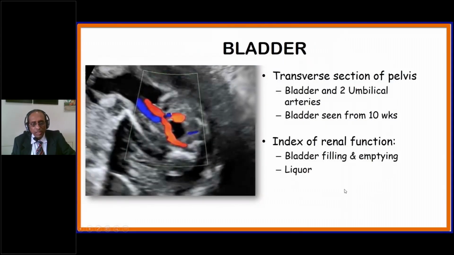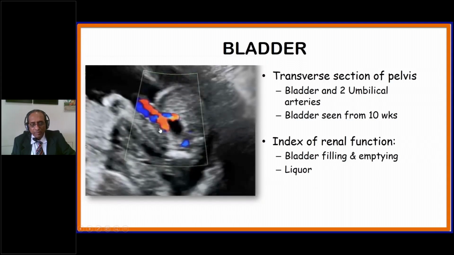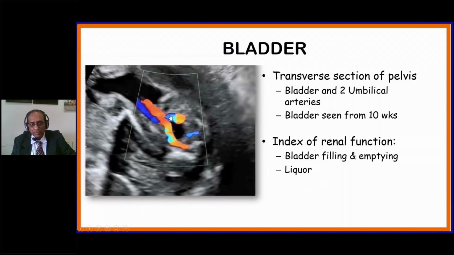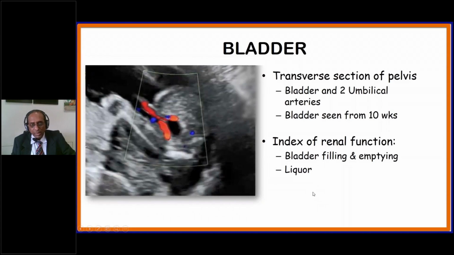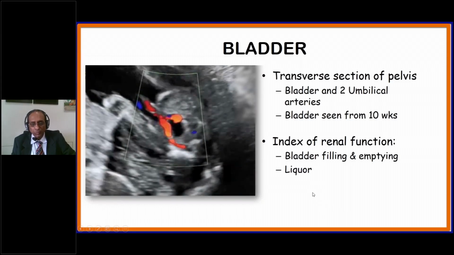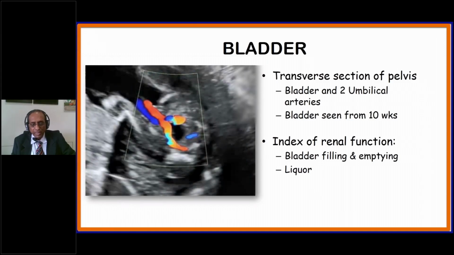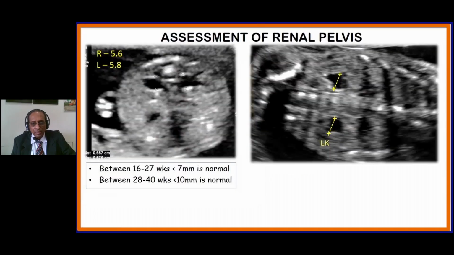Now, as we go down transversely into the pelvis of the fetus, we do find the bladder, and switching on the color tells us the two umbilical arteries which go around the bladder. And bladder can be seen from 10 weeks onwards, and it is always an index of renal function. Bladder filling and emptying can be identified. The bladder is an index of renal function.